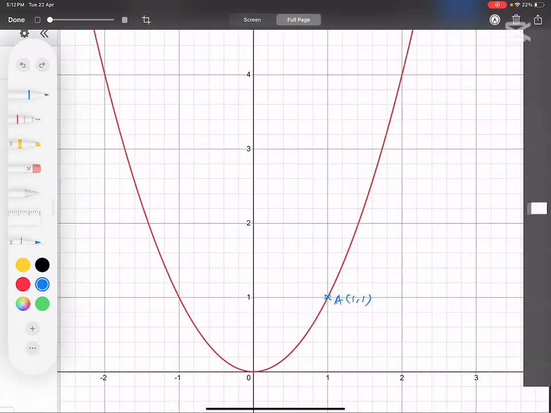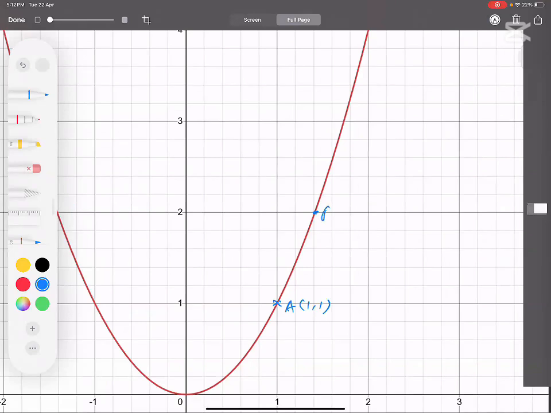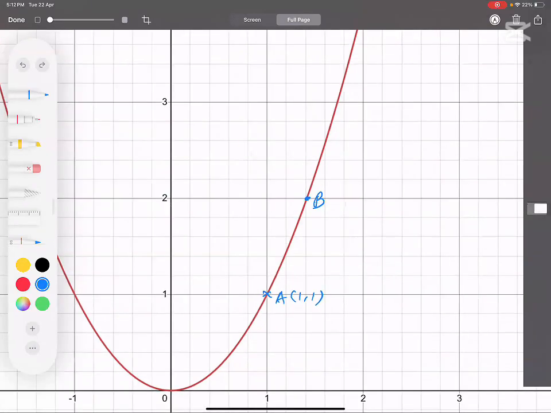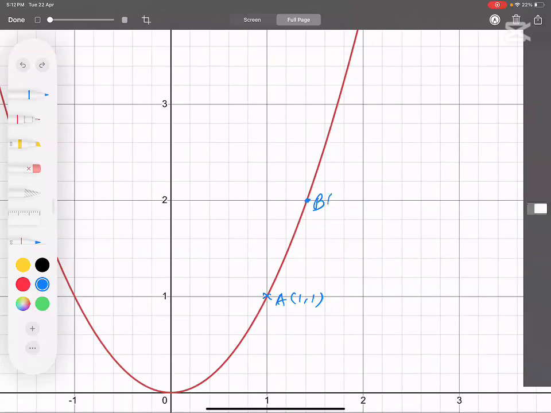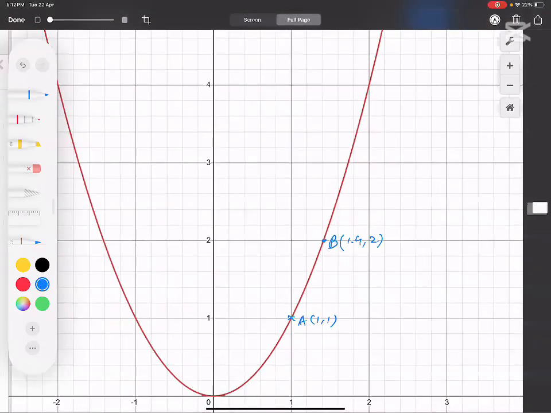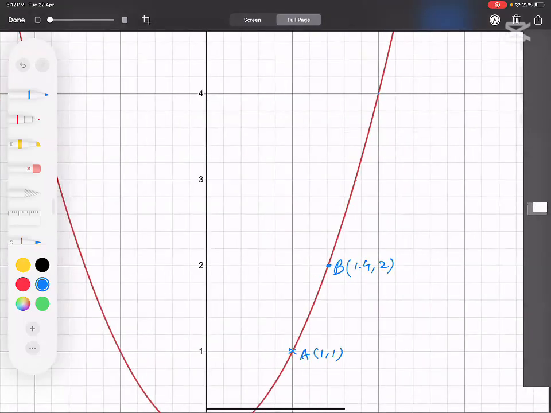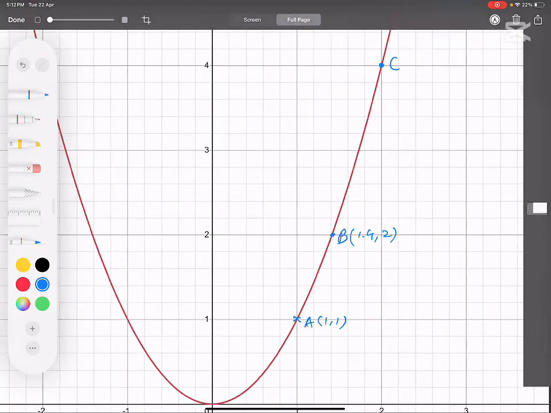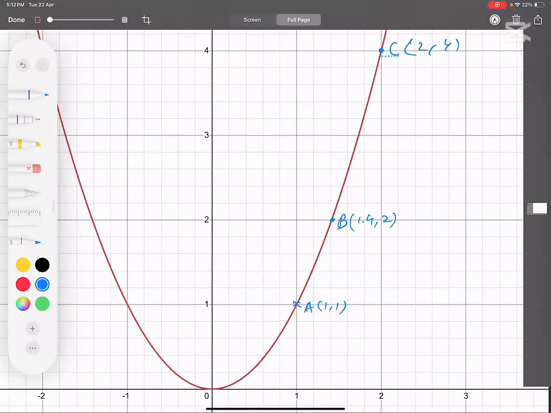If I take B here, this point B, X is this number and Y is this number. So this is some number. I'm not writing exact numbers, just approximation. If I go for this C, let's say C is here, and C is 2, 4. I think you're understanding up till now.